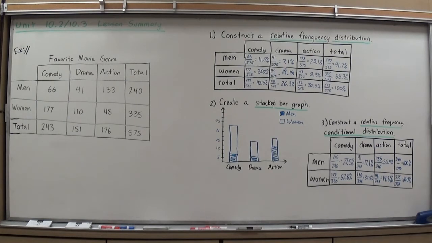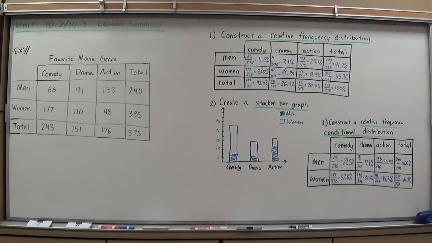So obviously that doesn't work real well for date night when you got the guys wanting to go to the action movie and the women want to go to the comedy. But that's the nature of the beast. So hopefully this gives you an idea of the different type of frequency distributions you need to know and what a stack bar graph looks like.